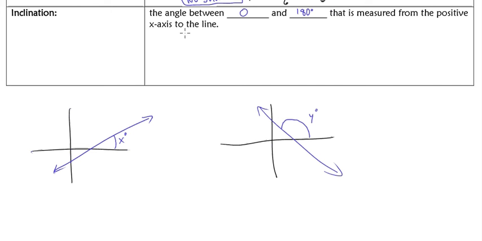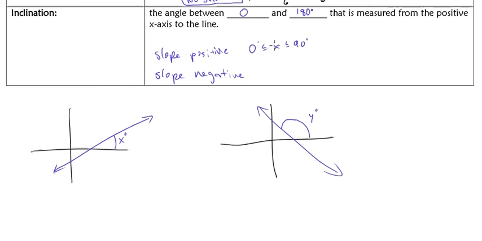So if you think through this for a little bit, that means that if the slope is positive, then our inclination is going to have to be somewhere between 0 and 90 degrees. Between 0 and 90 degrees. If we got right to 90 degrees, then it's going to be an undefined slope.